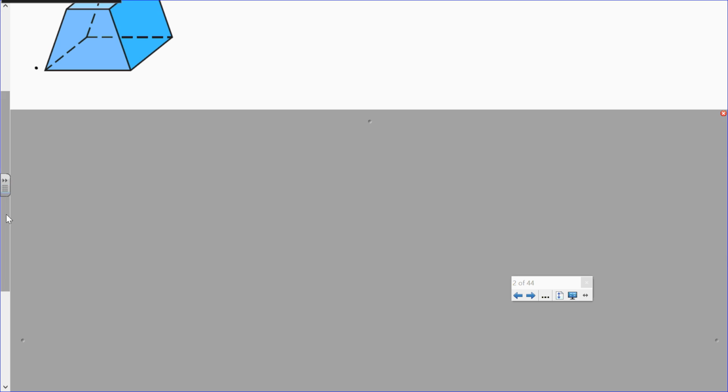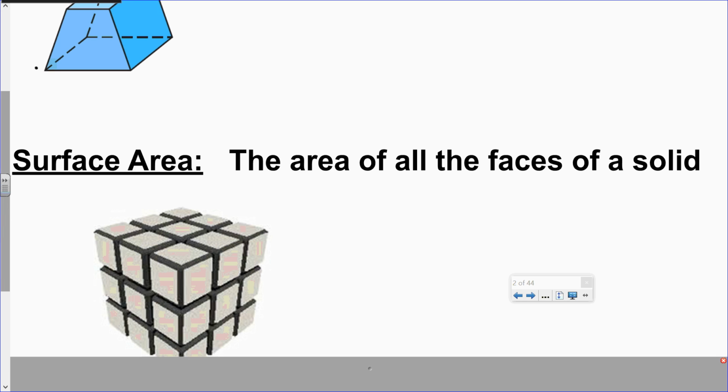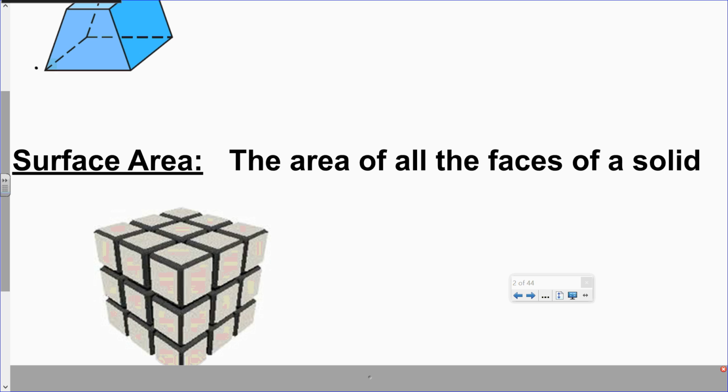Next word, watch this. Surface area. Surface area, write that down. Second word, we're going to do 3 words today. The area of all the faces of a solid. The area of all the faces of a solid. Phone's away right now, right? Let's do this. The area of all the faces of a solid.